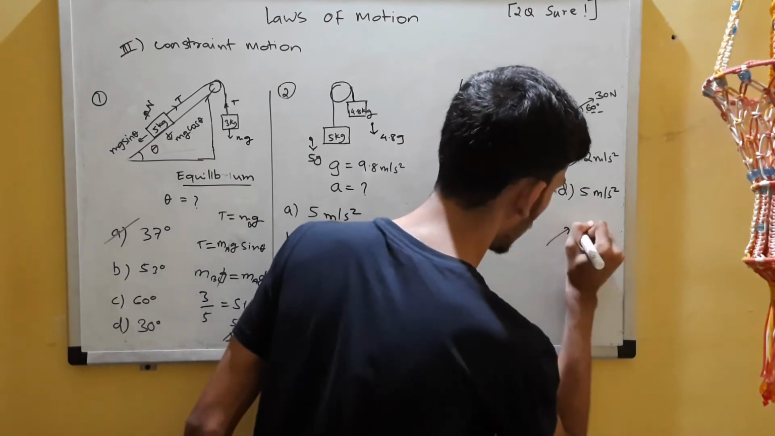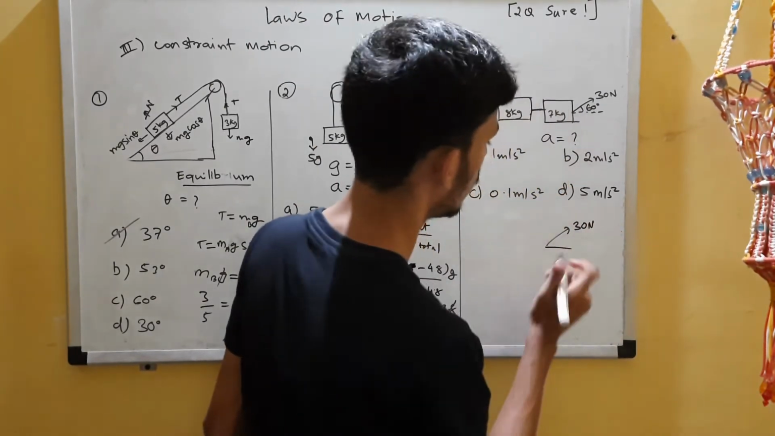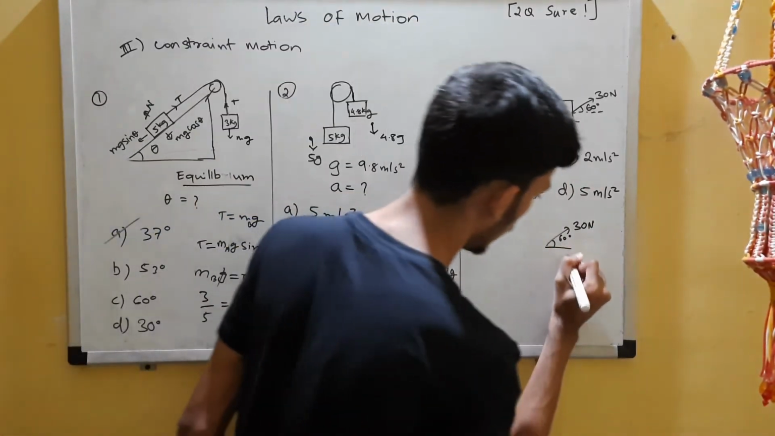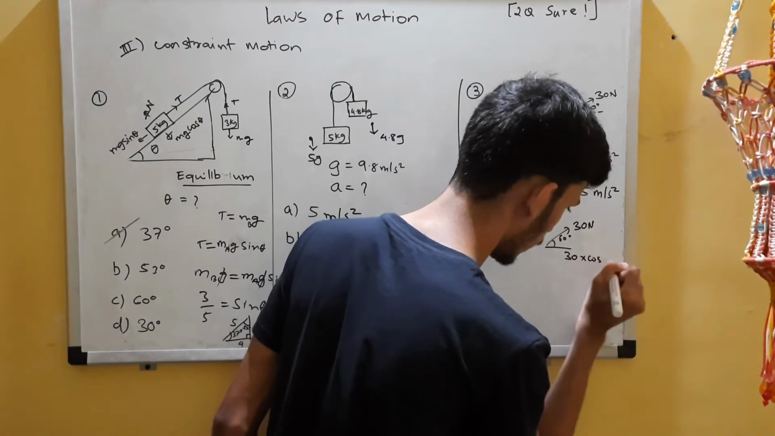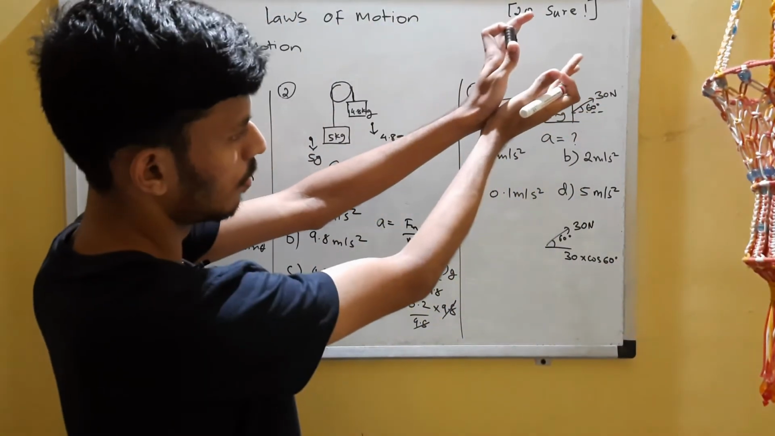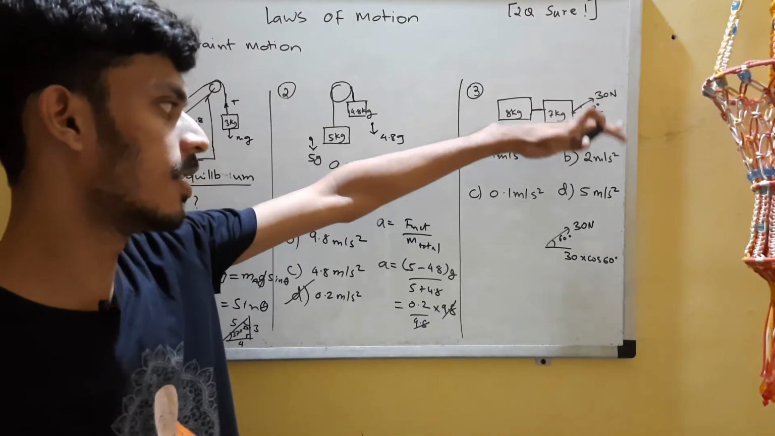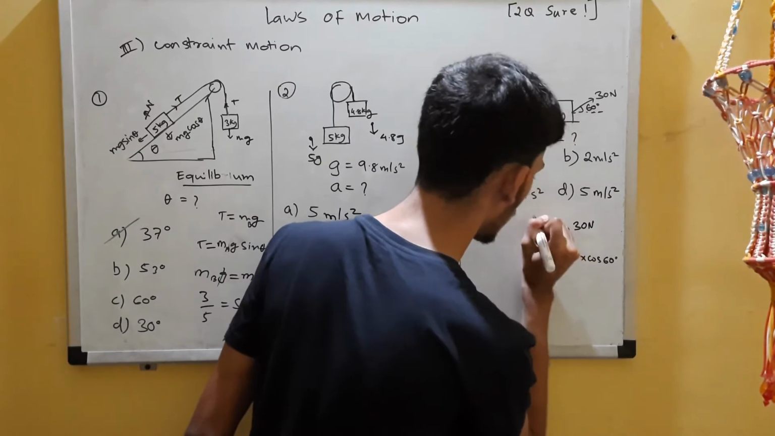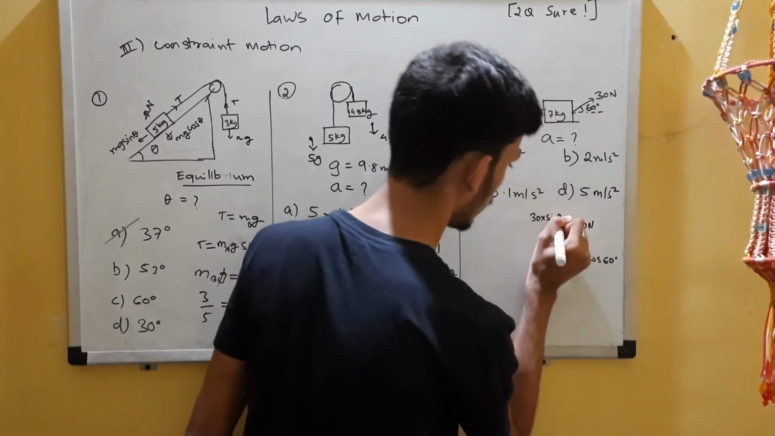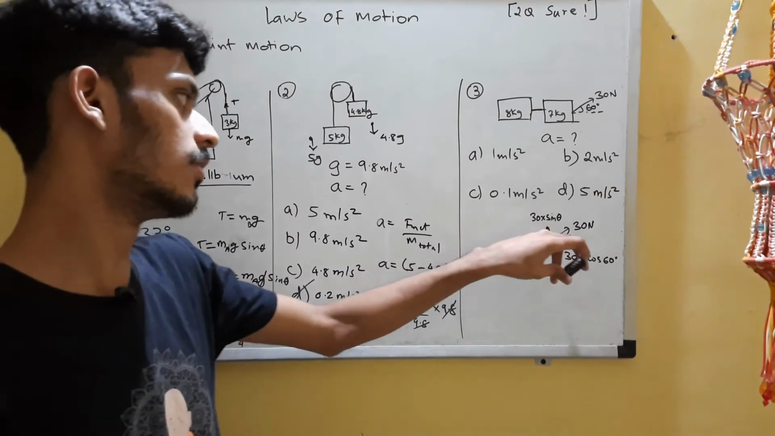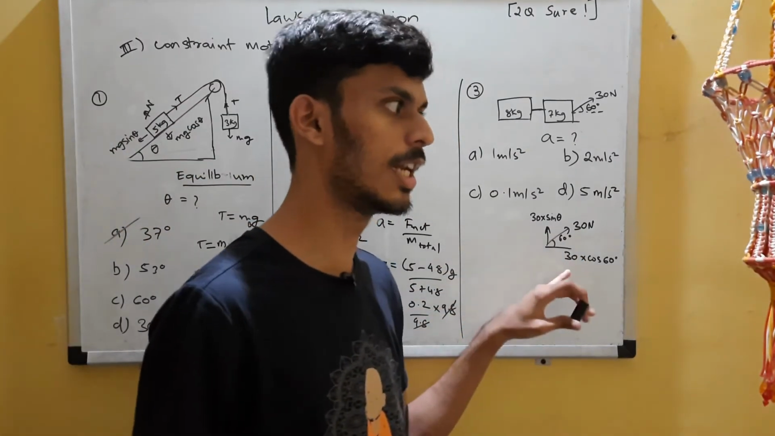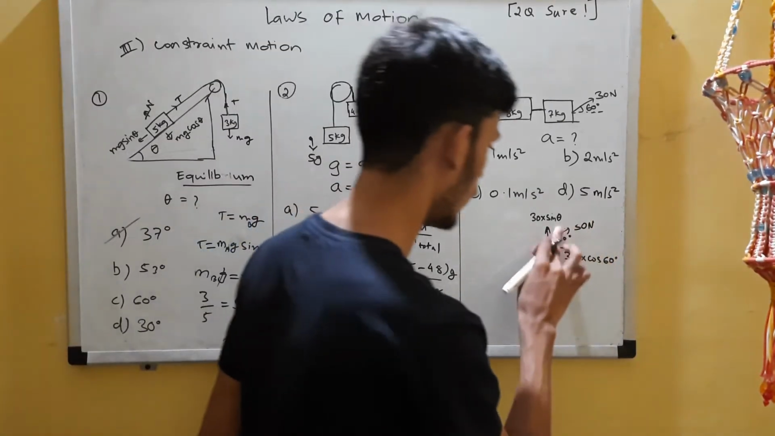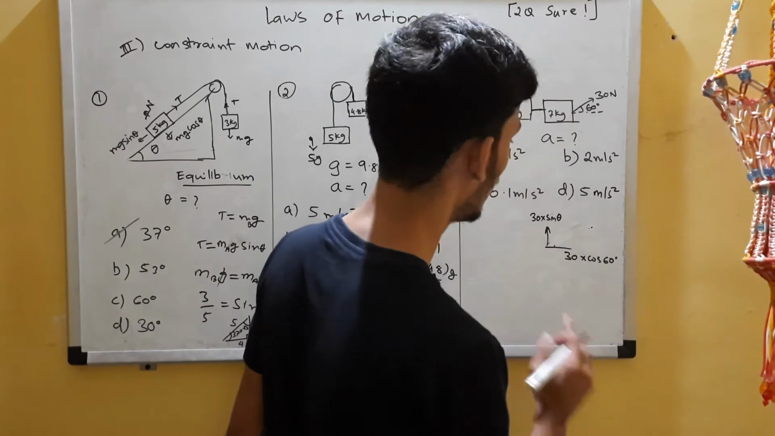So this is 30 newtons, and you'll resolve it. This angle is 60 degrees. So 30 cos 60, right? 30 into cos 60. So what did I say? The side adjacent to theta gives cos theta, and the side opposite to theta gives sin theta. So that is how you resolve, if you don't know. So 30 cos theta.